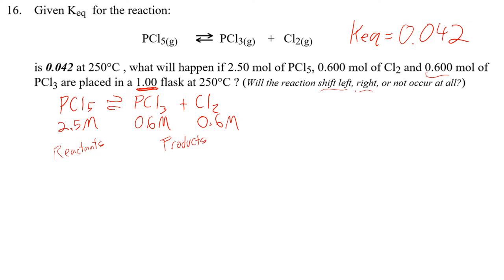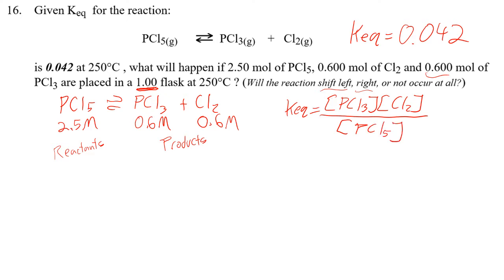Okay, so I'm going to make a KEQ expression right now. My KEQ expression looks like this. KEQ equals the concentration of PCl3 times the concentration of Cl2 over the concentration of PCl5. Since we have a 1:1:1 ratio, there's no exponents in this equation at all. Anyways, so this is our KEQ expression. Now, we know that the KEQ at this given temperature is 0.042.